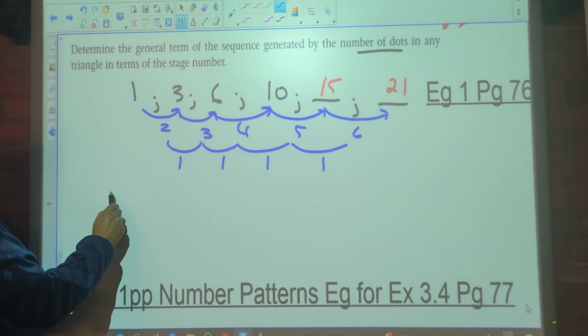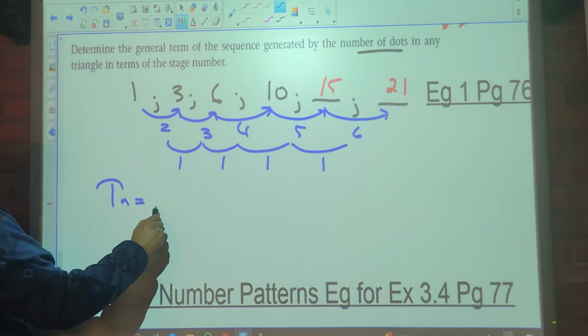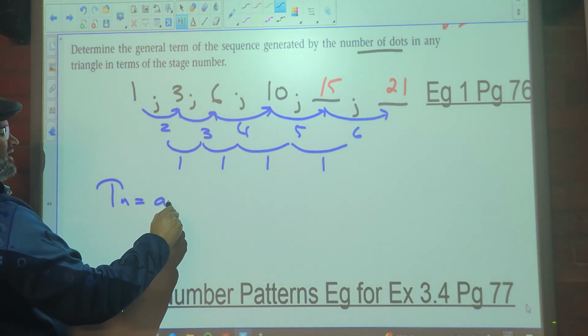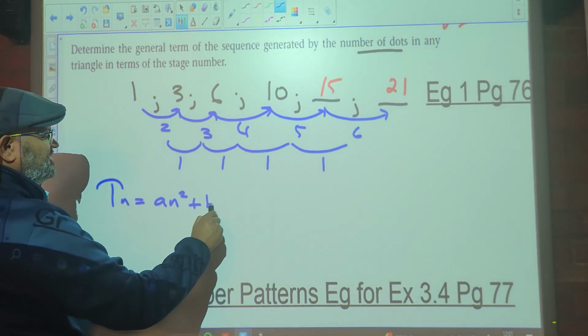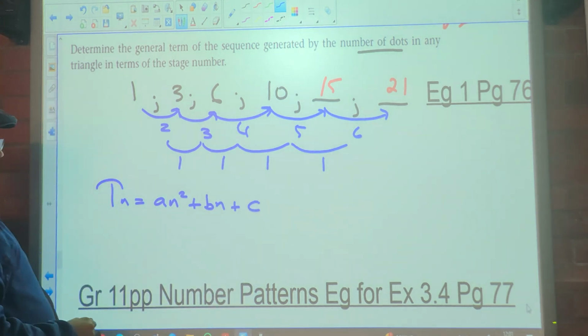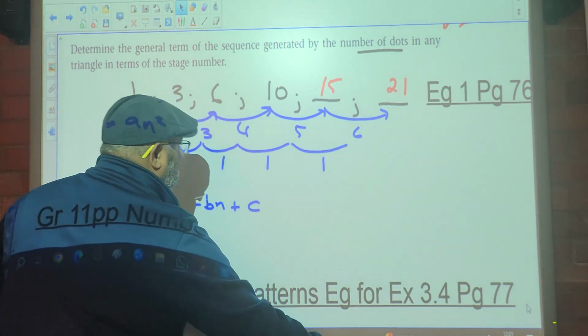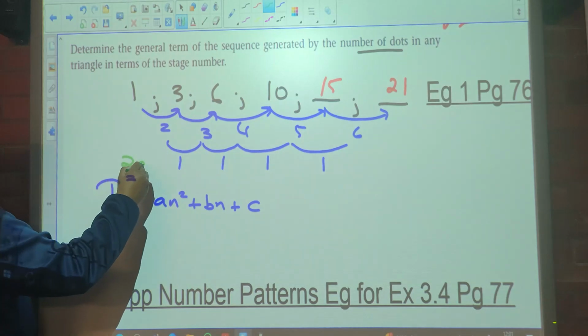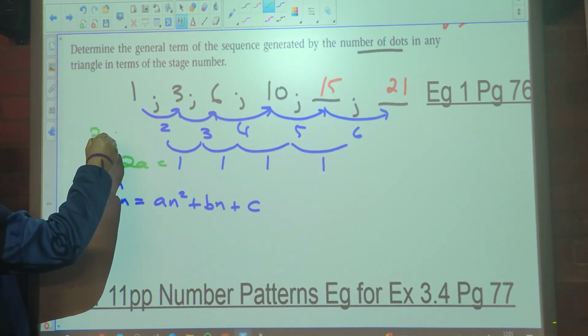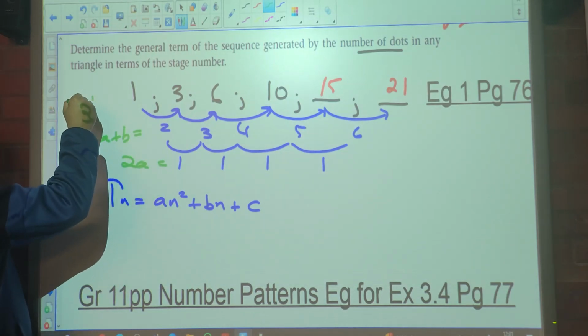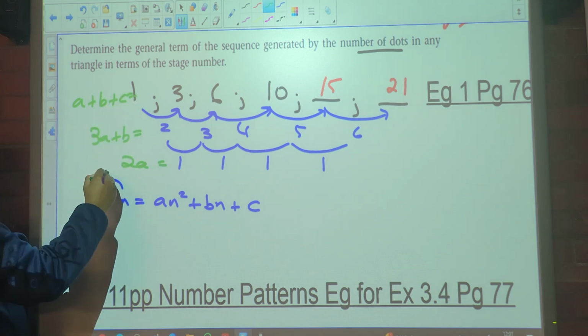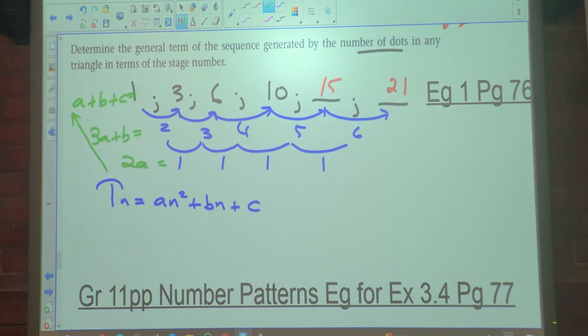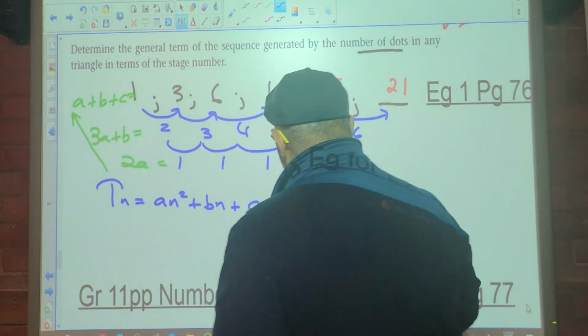What is the general term for a quadratic pattern? Tn is equal to an squared plus bn plus c. What do I write on the side? 2a, 3a plus b, a plus b plus c, bottoms up, in that direction. Right. So what do I write on the side?